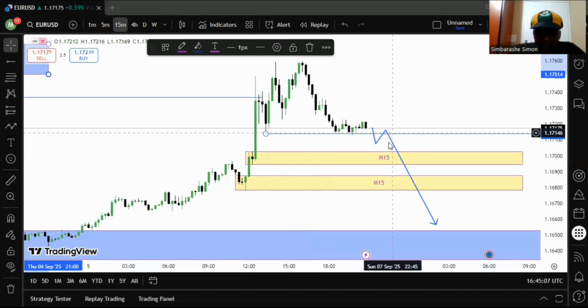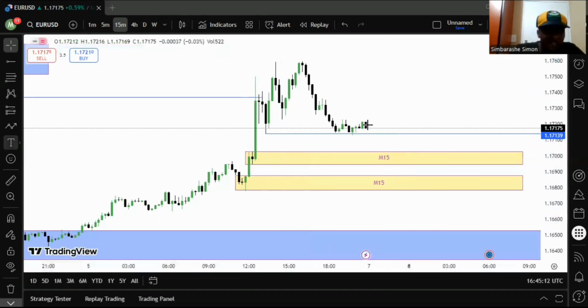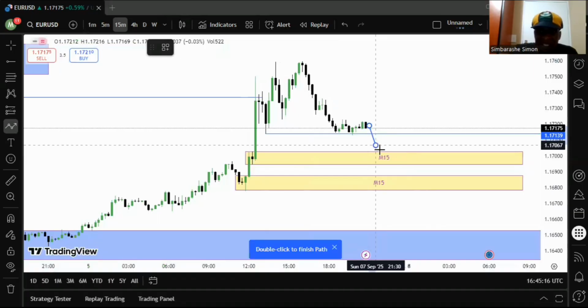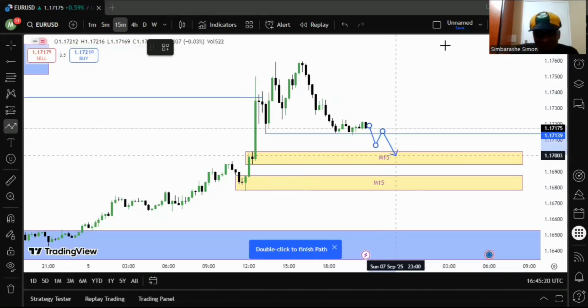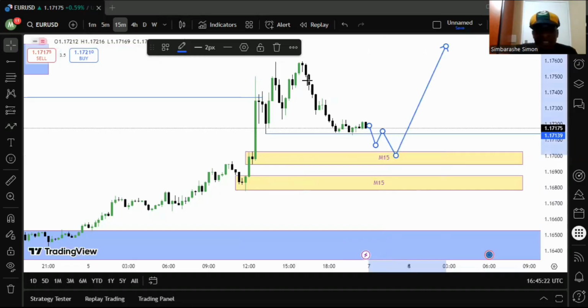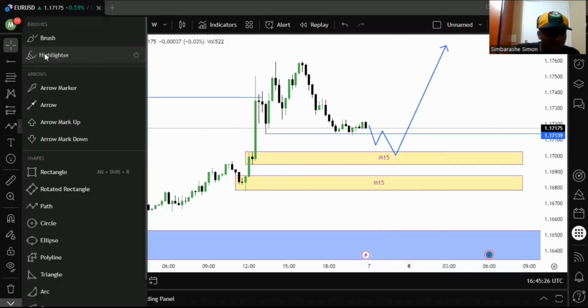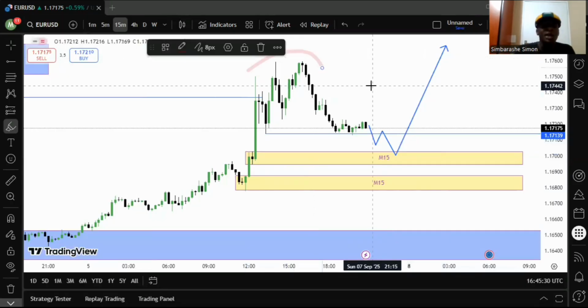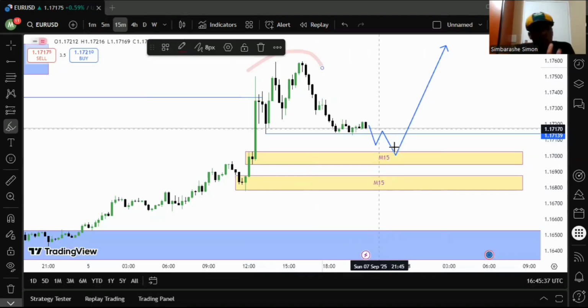So let me just remove this one so that it won't confuse. It made a random change of character. Then we'll take it something like this, we have the 15 minutes, then we continue buying something like this. Because here it's a random. We are not coming from a 15 minutes, 5 minutes, or weekly demand zone. It's just random. So basically, if you take this 15 minutes, it's going to continue buying.